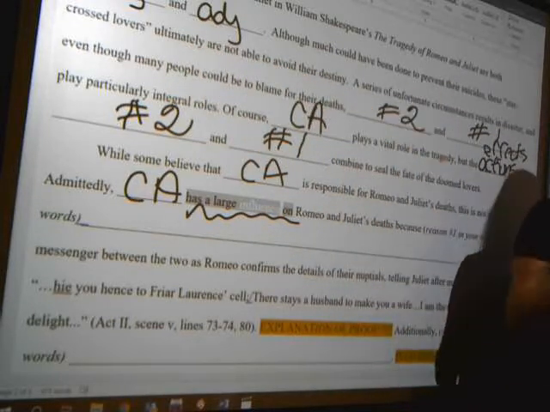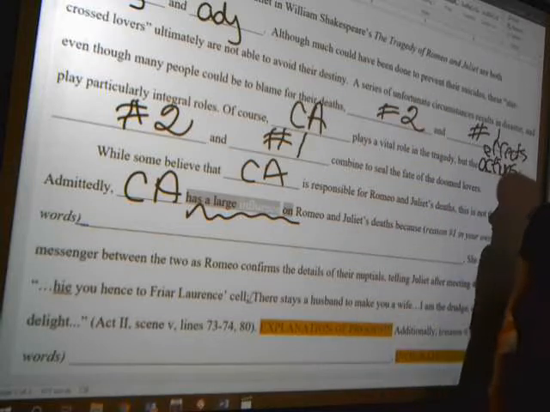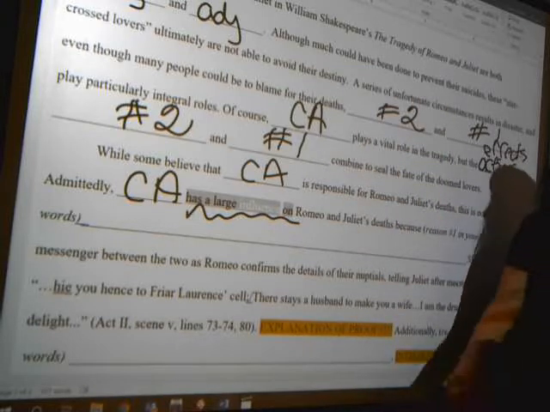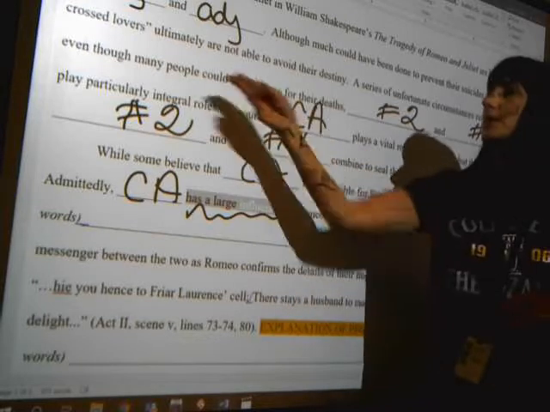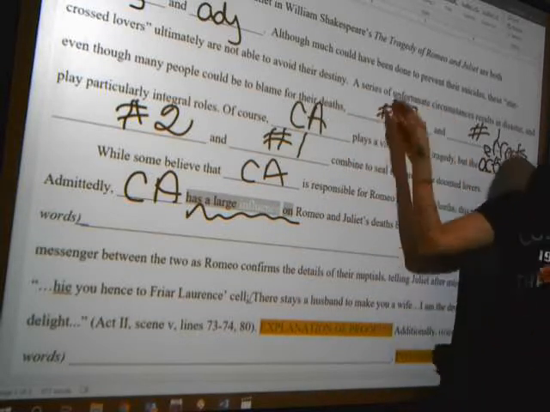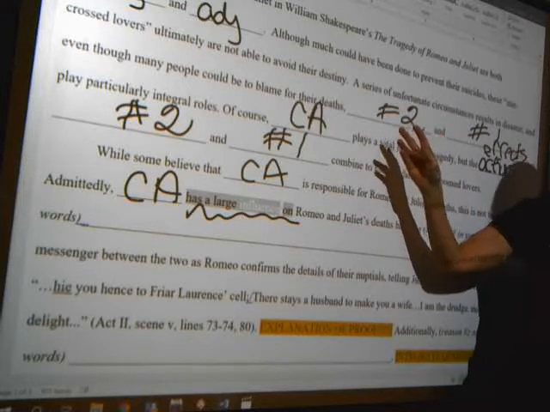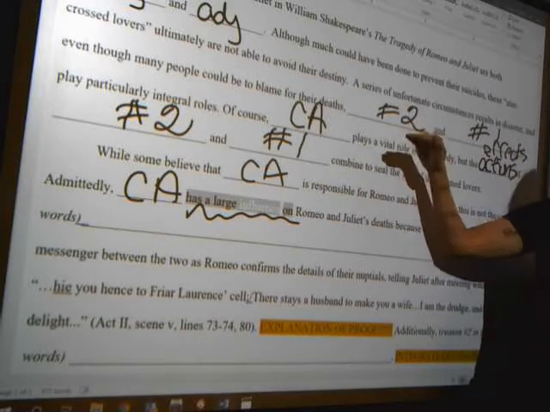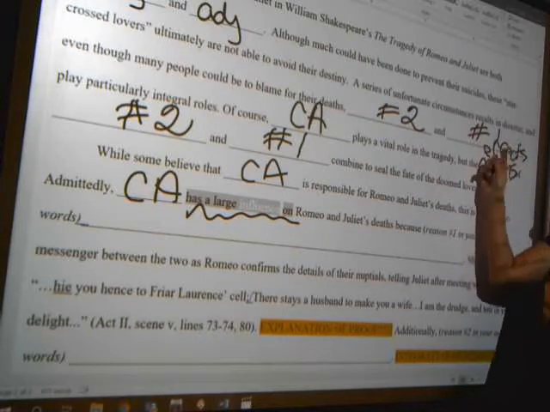Look at that. I wrote the whole sentence for you. You don't have to do a darn thing. So please copy that sentence. Okay. A series of unfortunate circumstances results in disaster, and even though many people could be to blame for their deaths, comma, then you add the person, the character, you ranked as number 2 as far as responsibility is concerned. Number 2 here. And the character you ranked as number 1 here.